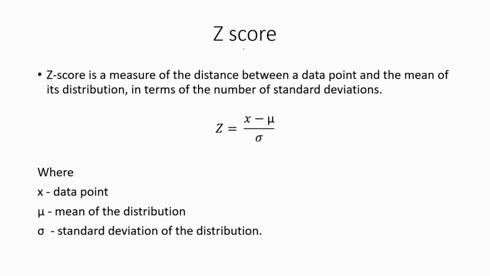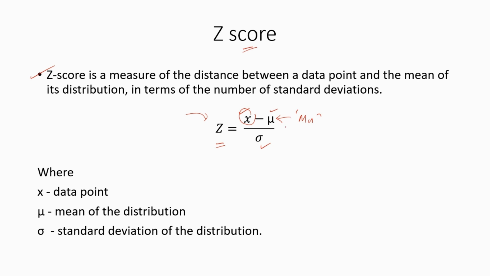Now let's discuss the z-score. You may have heard of this before. Z-score is a measure of the distance between a data point and the mean of its distribution in terms of the number of standard deviations, which means we are going to calculate the number of standard deviations between a data point and the mean. This is the formula to calculate the z-score. Z-score equals x minus mu divided by sigma. X is the data point. Mu, this is a Greek letter. Mu.